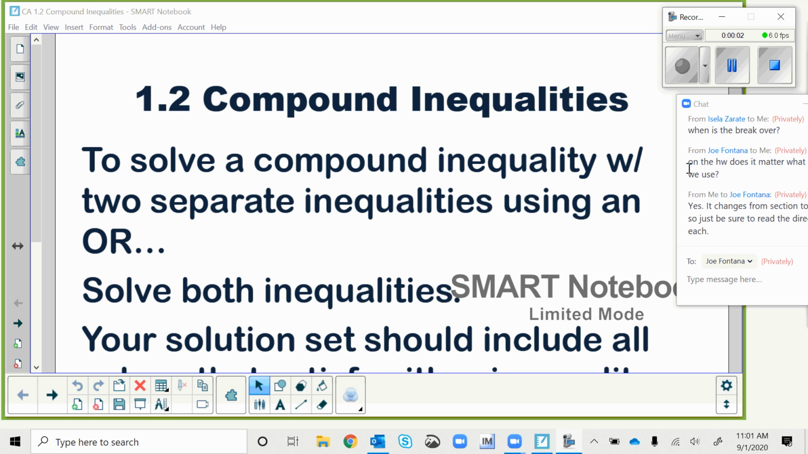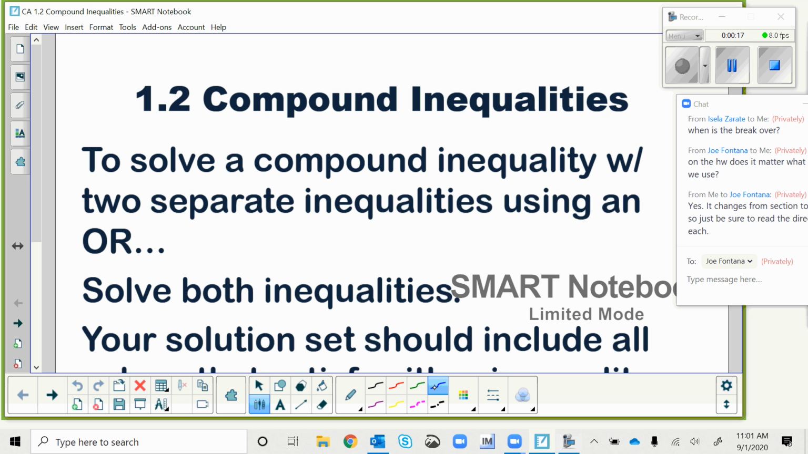We are still talking about inequalities. This section will not have any set or interval notation. We're talking about compound inequalities.